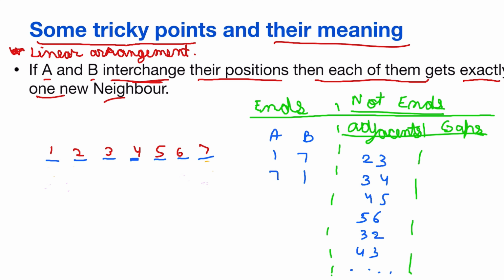let's assume, once again, that A is placed at 2 and B is placed at 4. Right now A has exactly 2 neighbors, 1 and 3, and B has neighbors 3 and 5. Now if I switch it up and put B here and A here, A has neighbors 3 and 5 and B has neighbors 1 and 3. Now 3 was the common neighbor at all times, so it is not technically a new neighbor, while B got a new neighbor which is 1 and A got a new neighbor which is 5.